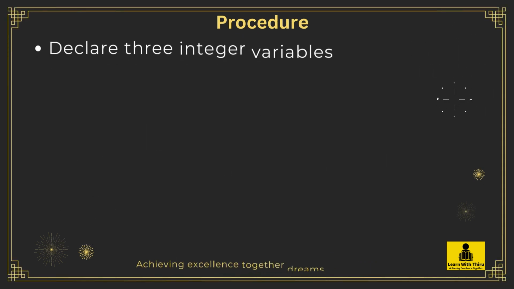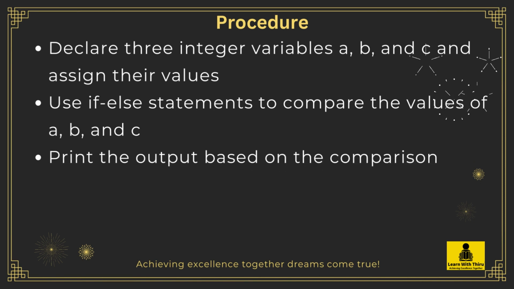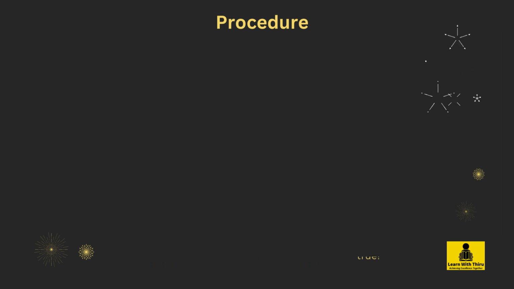Procedure: declare 3 integer variables a, b, and c and assign their values. Use if-else statements to compare the values of a, b, and c. Print the output based on the comparison.